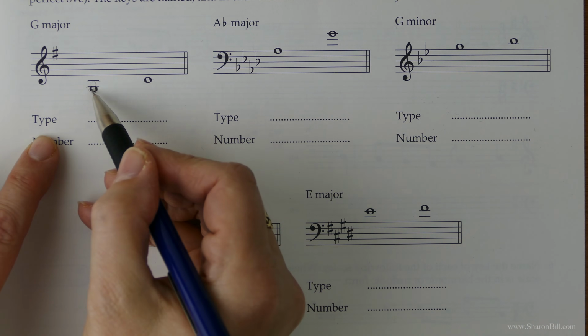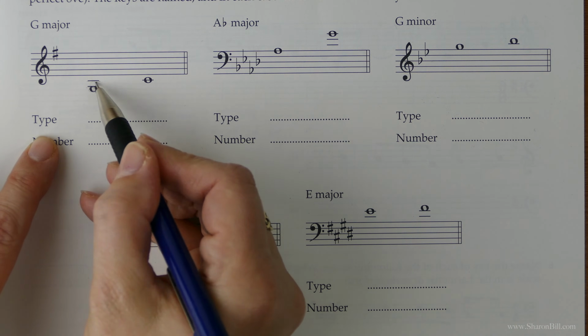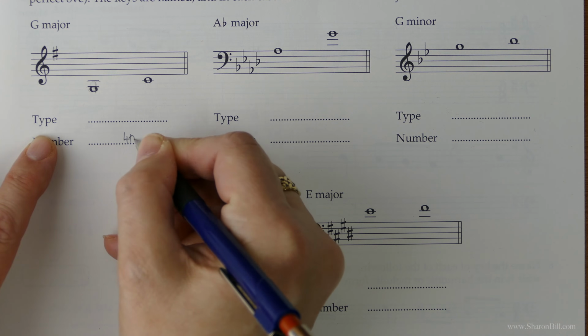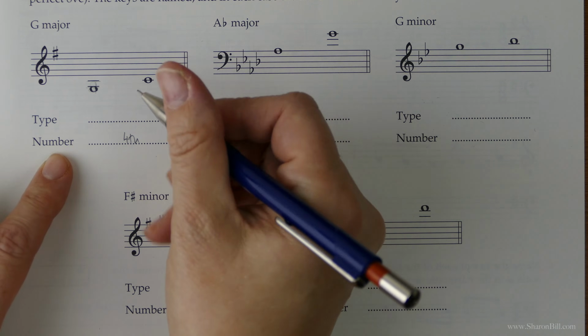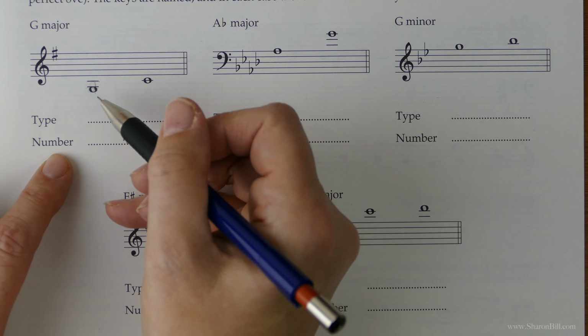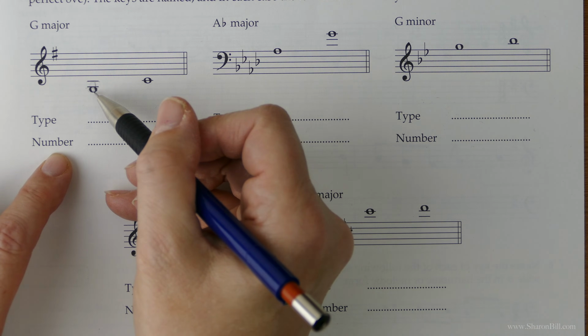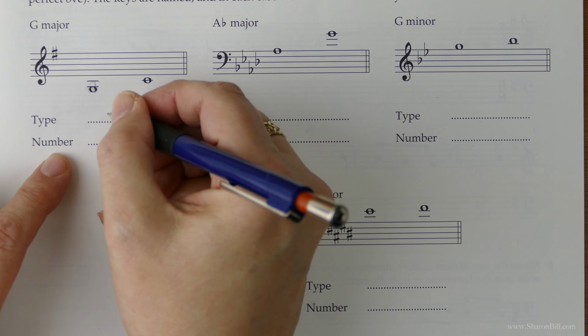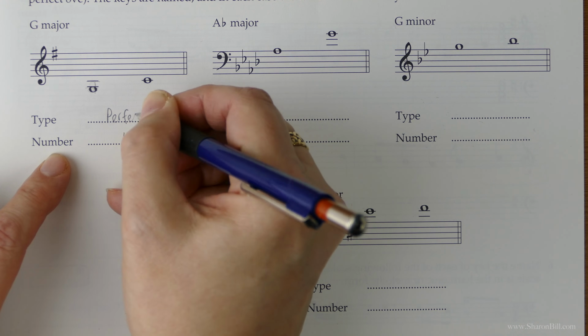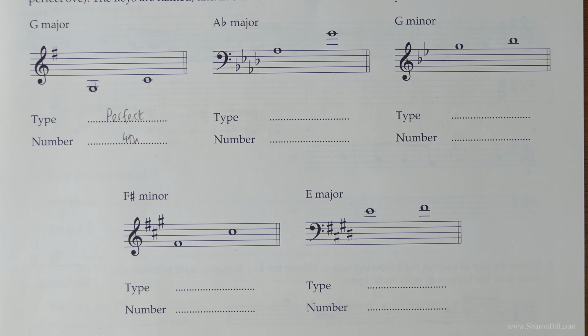So here we go again: G, A, B, C, 1, 2, 3, 4, that's a fourth. And actually now, because we know that's a fourth, there's no more thinking to be done, because there's no case for major or minor, because fourths, fifths and octaves are described as perfect. And so that's that done.